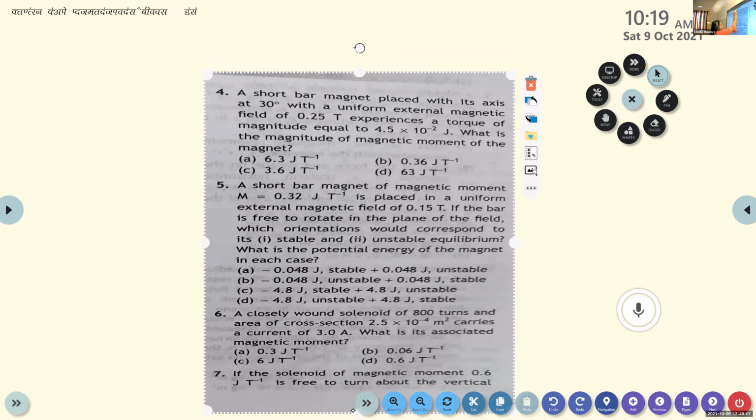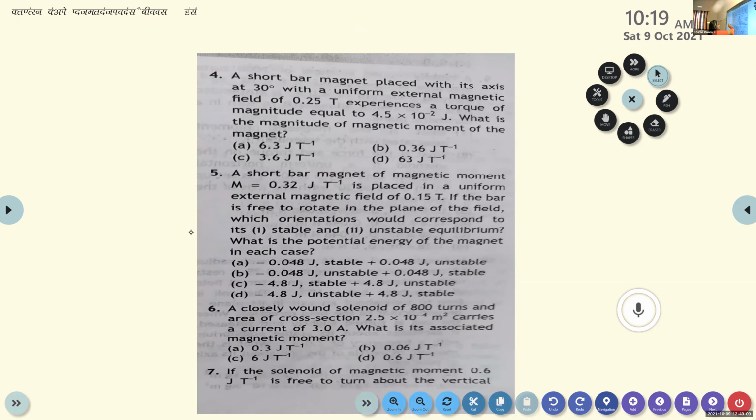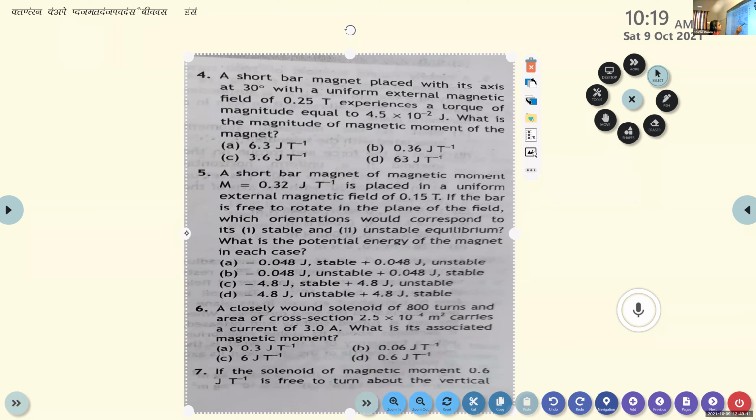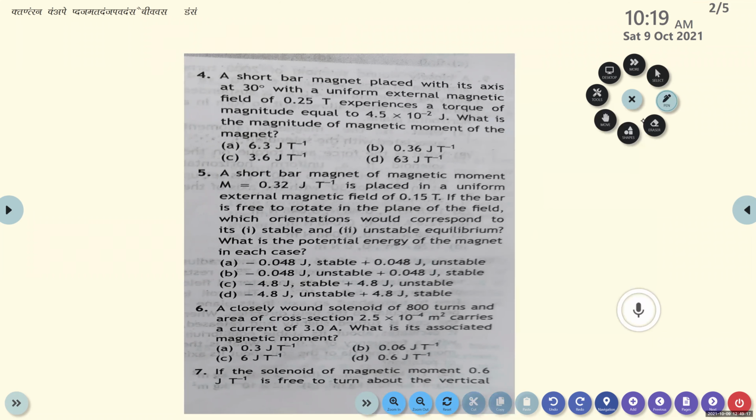It's a similar problem to what we already discussed in the previous class. Kindly go through the question and try to work it out by yourself. A short bar magnet placed with its axis at 30 degree with a uniform external magnetic field of 0.25 Tesla experiences a torque of magnitude equal to 4.5 into 10 raised to minus 2 Joule. What is the magnitude of the magnetic moment of the magnet?